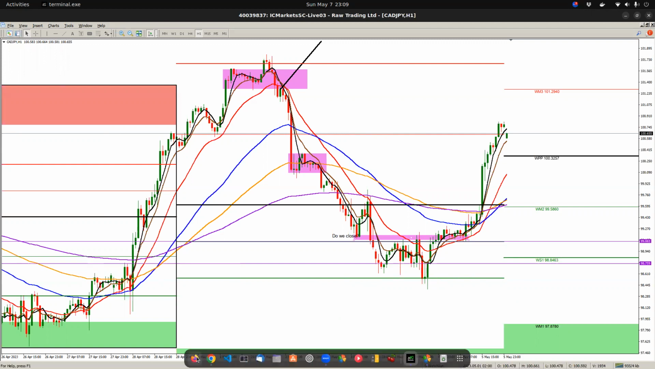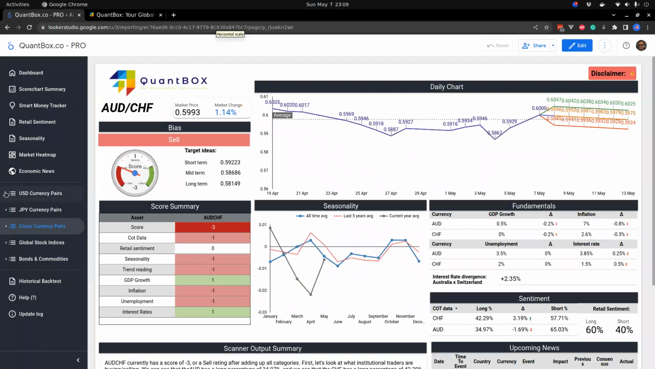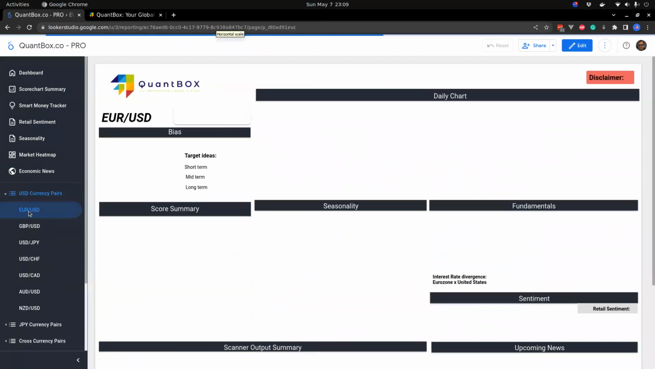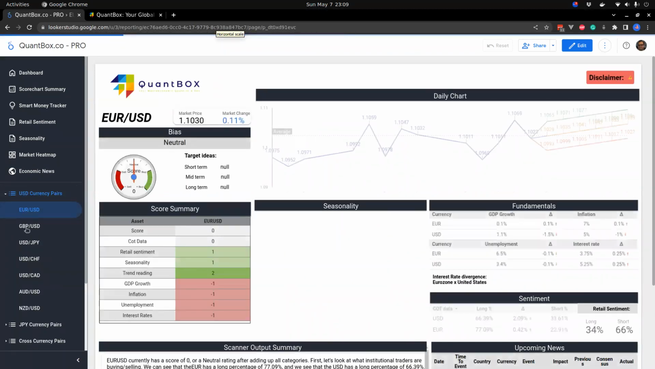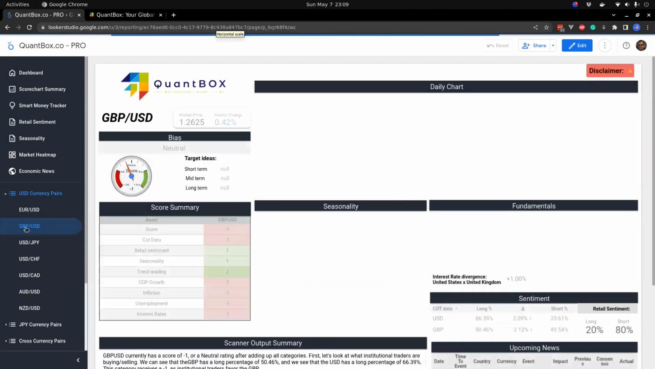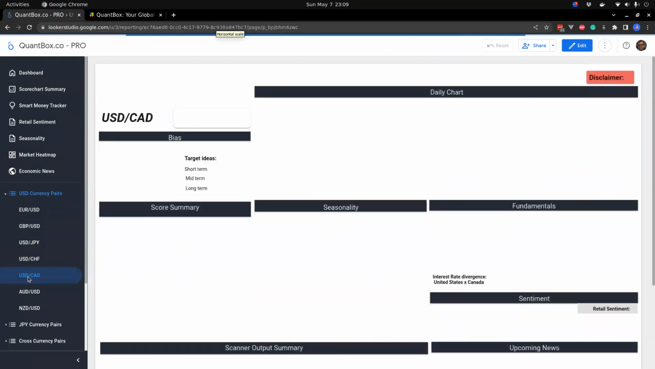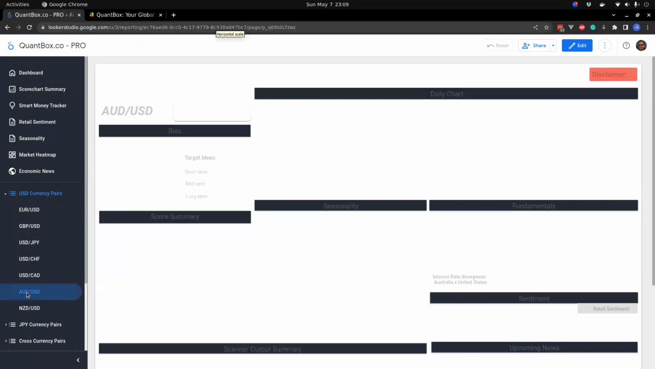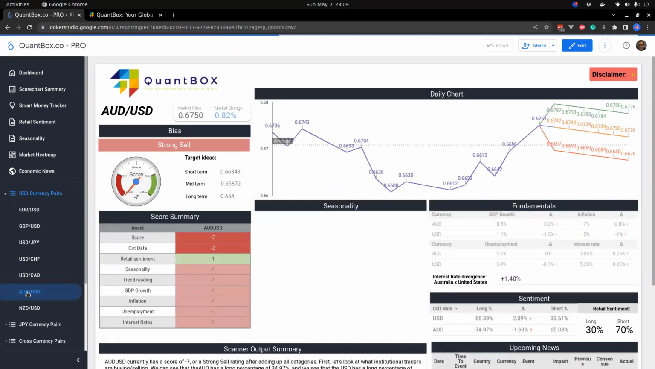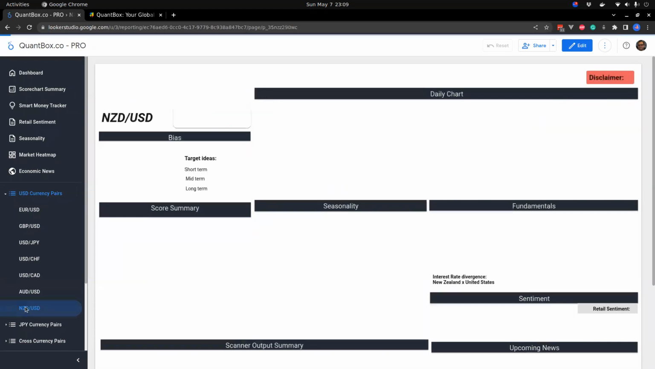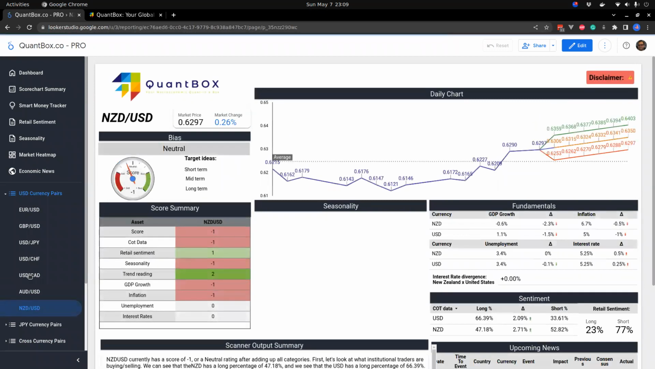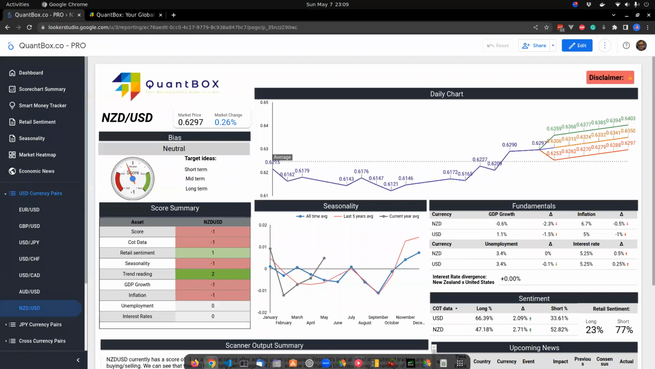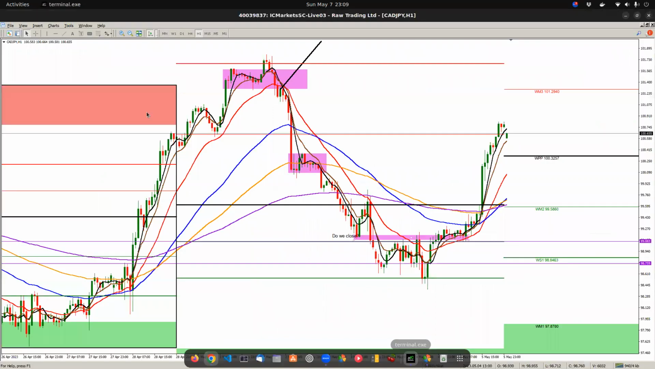Taking a look at our fundamental bias for the dollar pairs, let's have a gander. Euro dollar coming through with a bias of neutral. Pound dollar coming through with a bias of neutral as well. USD CAD was strong buy last week, currently neutral. Aussie USD coming through with a strong sell, and then Kiwi dollar coming through with neutral. So Aussie dollar USD is the only currency pair of the dollar pairs that we want to do anything with.